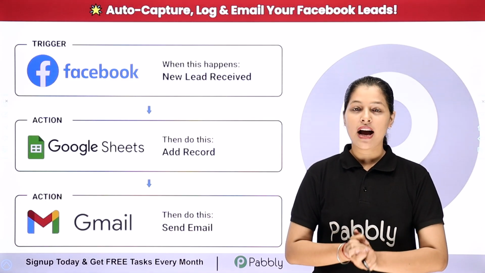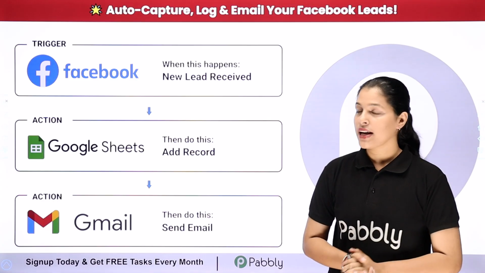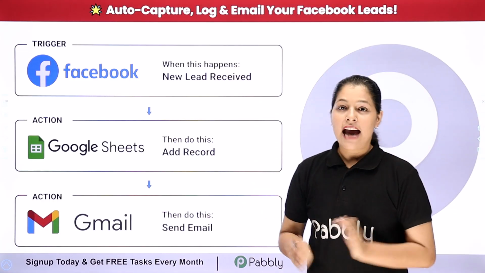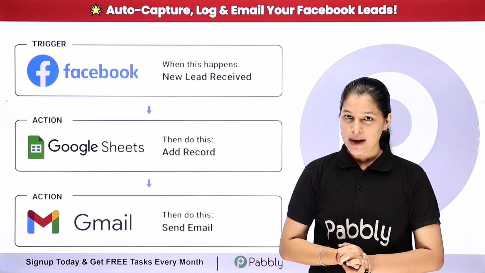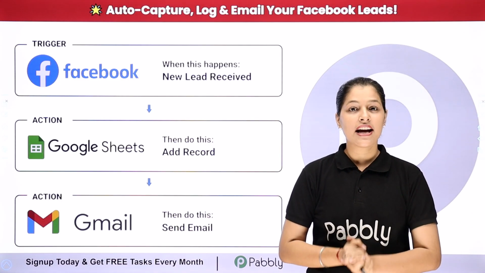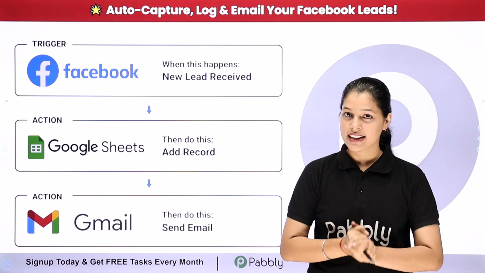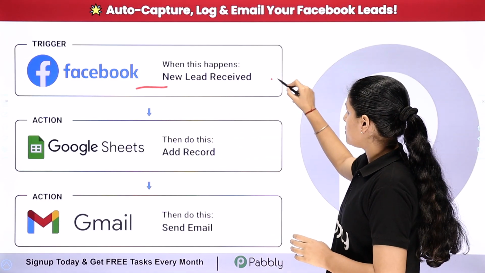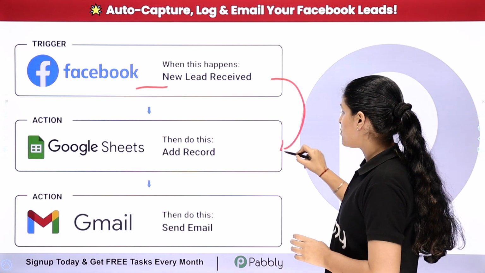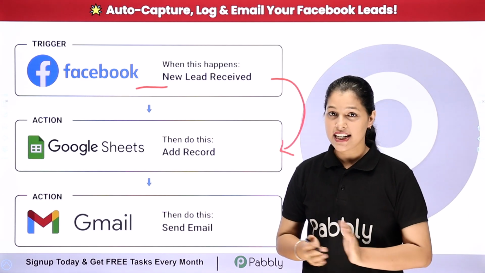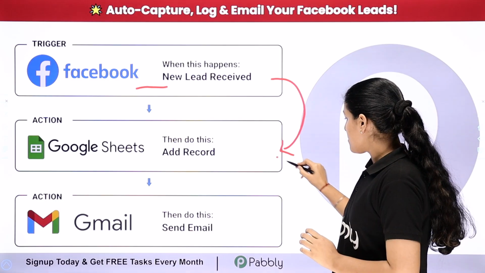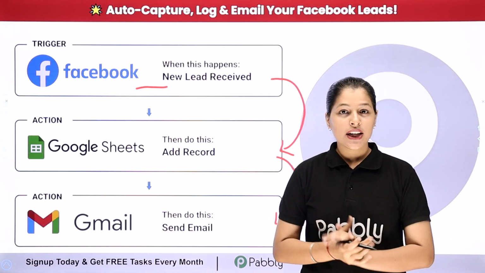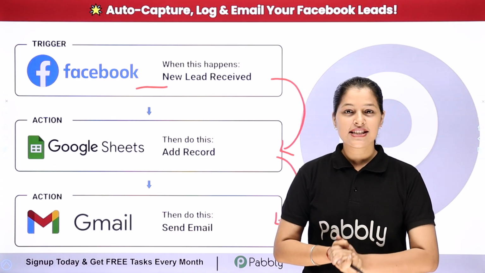In this video I am going to show you how you can auto capture, log and email your Facebook leads, and we are going to do this by using Pabbly Connect. As you can see, our workflow starts from the trigger, that is Facebook Lead Ads. As soon as I receive a new lead over the Facebook Lead Ads, I am going to add the details in the Google Sheet and send them a personalized email by using Gmail. So if you also want to create this no-coding automation, then let me take you to my screen.